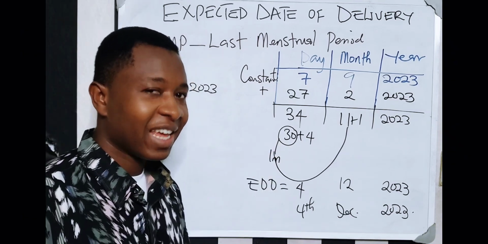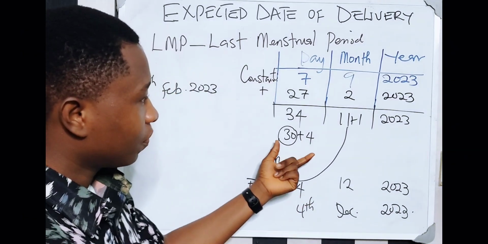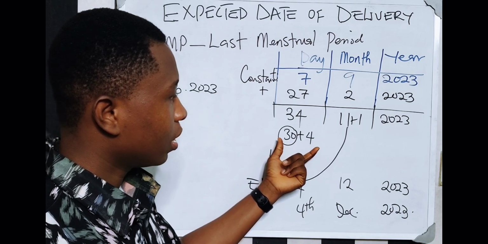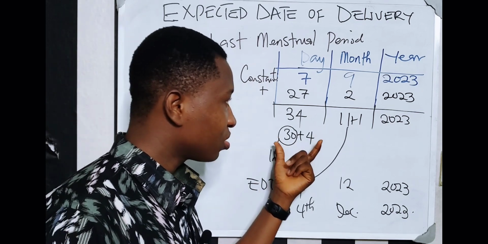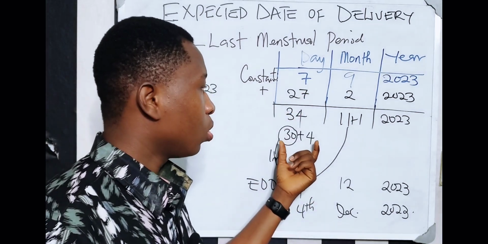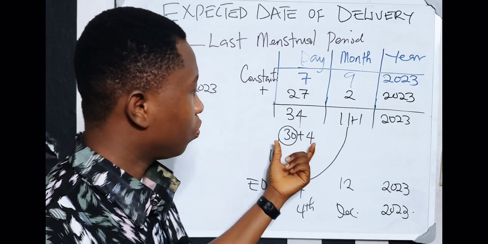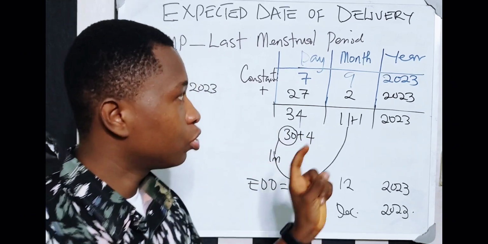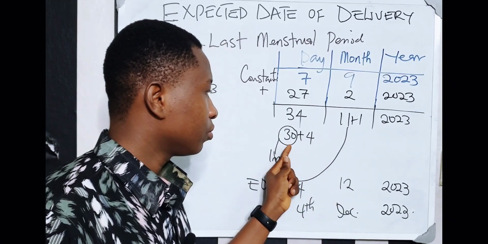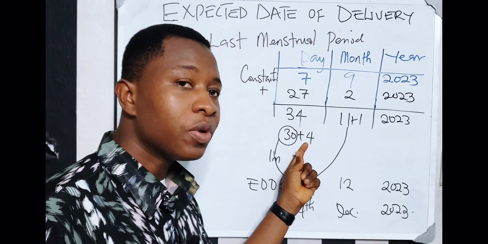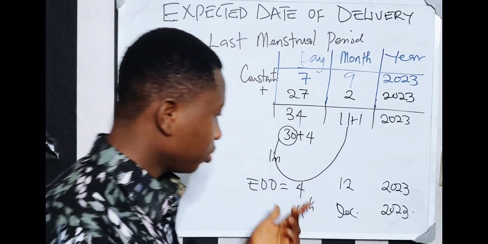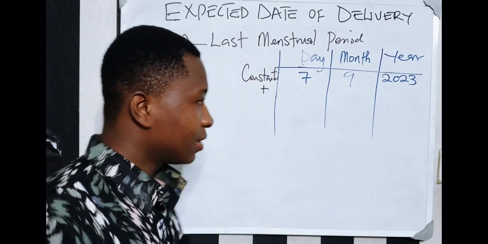I hope that is clear enough. You just move the month. If the days are up to 30 and above, you move the 30 as 1 month to the month column. Then you take just the day, which is 4. Okay, so we are going to look at the next dates.